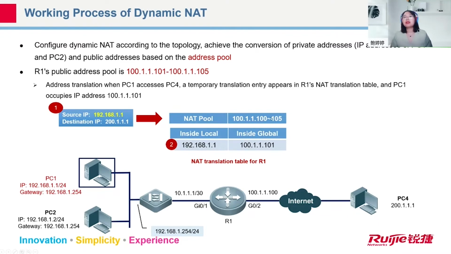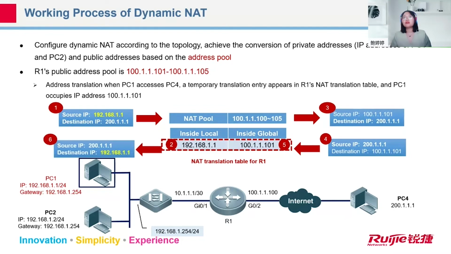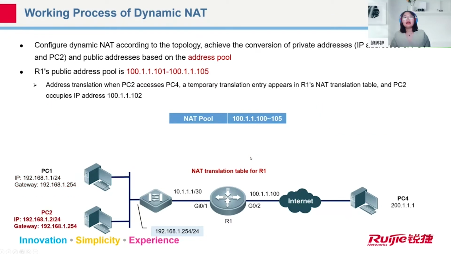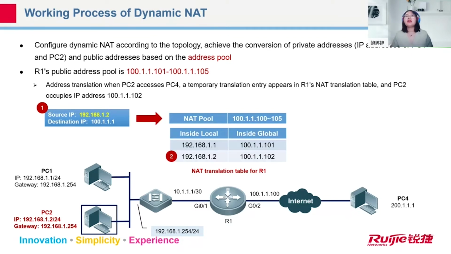And then route 1 will take the public IP address and record it on the table, and the inside local address is 192.168.1.0. And then the message will be sent out to PC4. When PC4 replies, it will directly take the table entry and translate the destination IP address again and forward to PC1. At the same time, if PC2 wants to visit, it also sends out a message, which enters route 1.